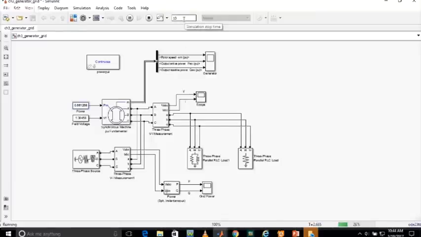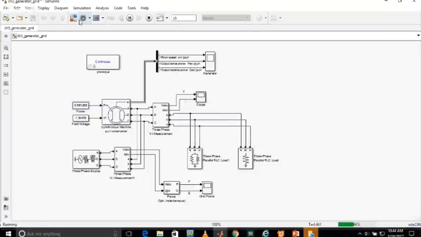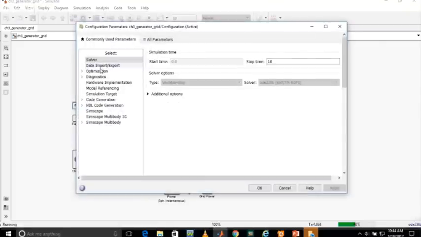If we go for 0.1 second, it will take very less time. Then according to this, we have to change our configuration parameters, if your model configuration parameter is there, and just change the solver here.